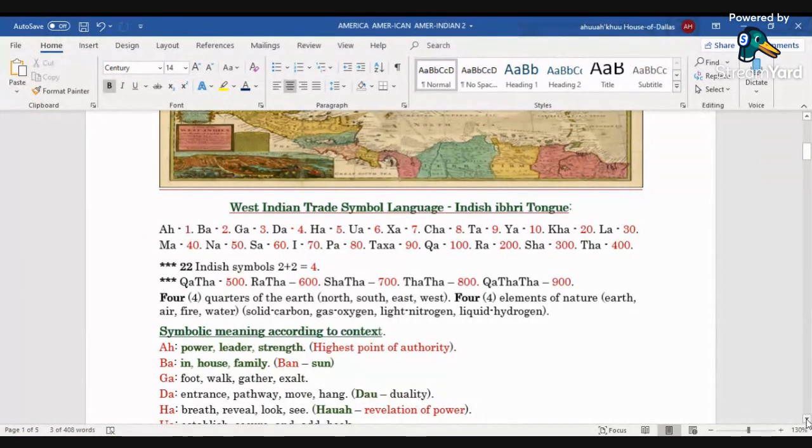And then when you want to bring forward the numbers above 400, you just, you know, quarter is 500, rata is 600, shata is 700, and so on. So on and on, too complex. So say four quarters of the year, fire, water, carbon, gas, oxygen, light, nitrogen, liquid hydrogen.